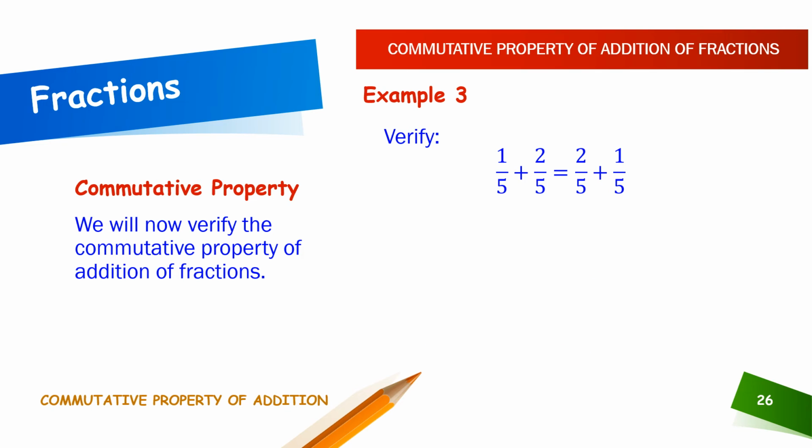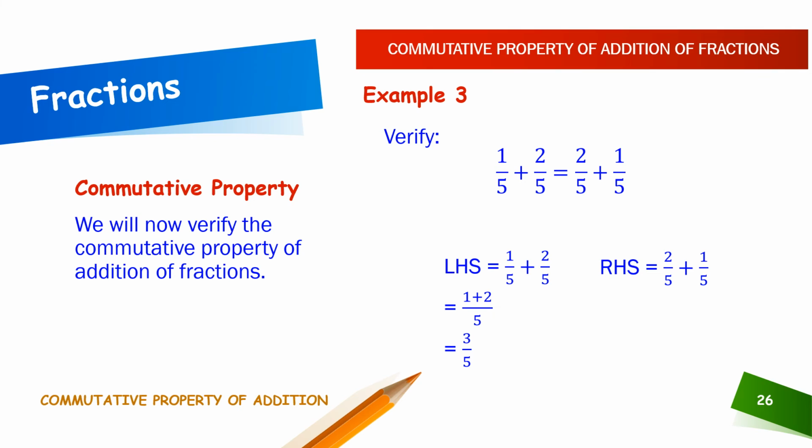We will now verify the commutative property of the addition of fractions. Consider the example shown. First simplify the left-hand side. Add the numerators and leave the denominator as it is. This gives 3 out of 5.